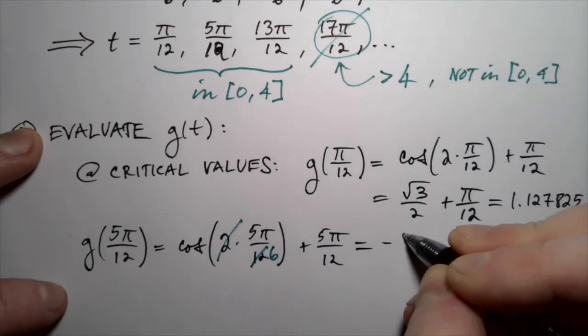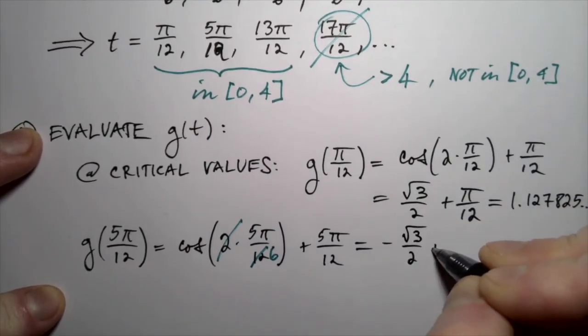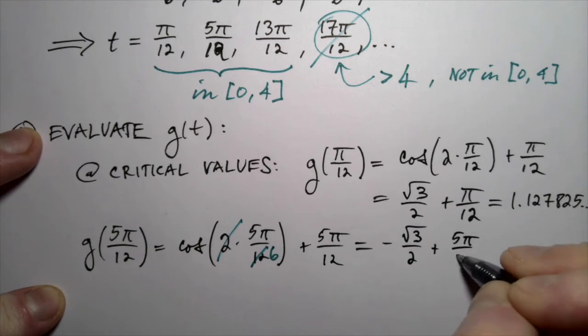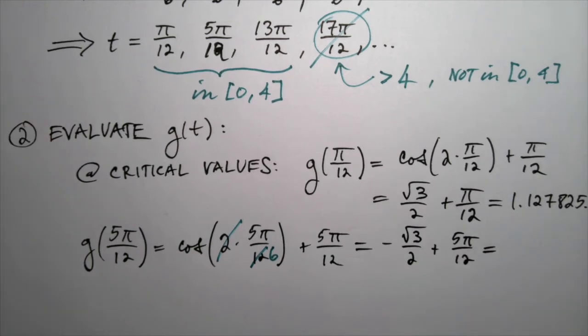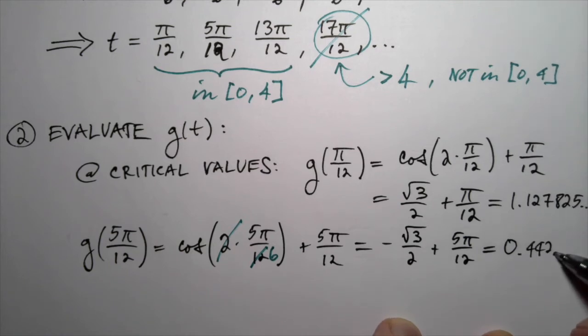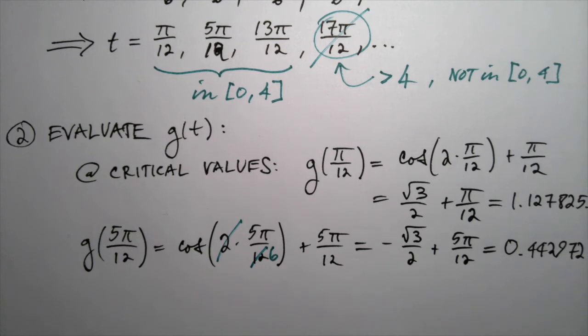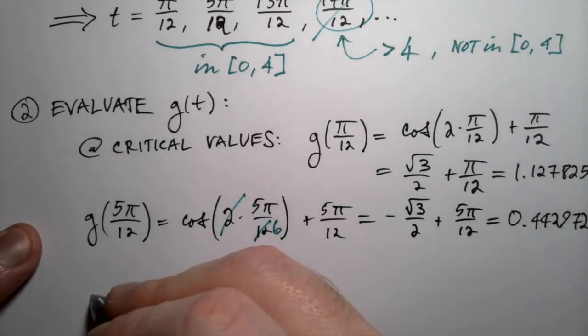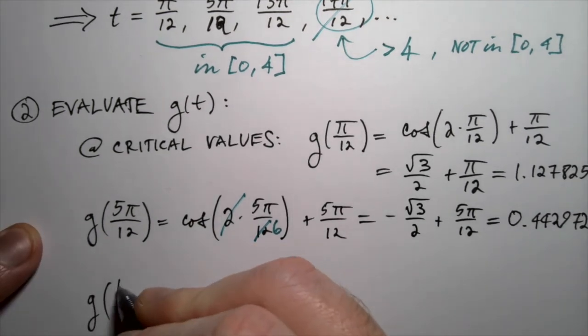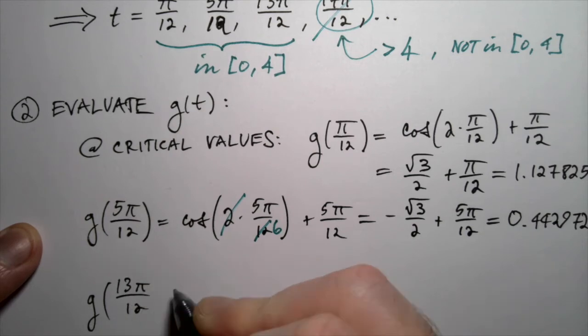So this output is minus root 3 over 2 plus 5π over 12. And if you plug that into a calculator, you'll get 0.442972, and it goes on and on forever. That's good enough. And there's one more critical value to plug in. And that was the third one, 13π over 12.